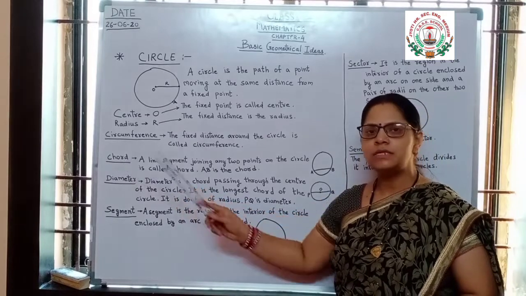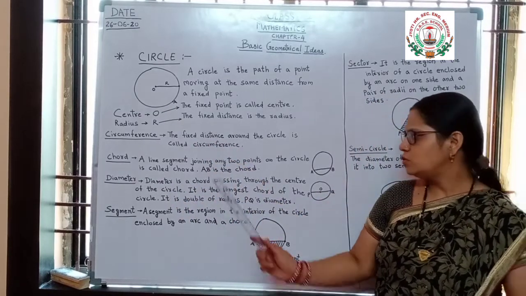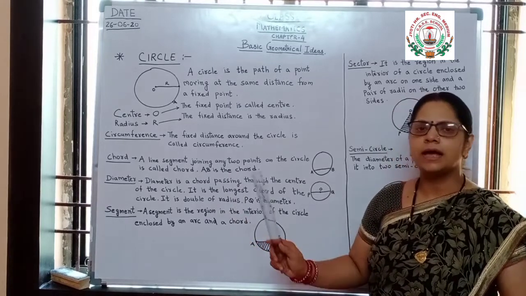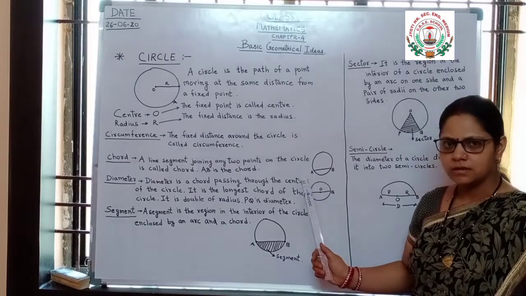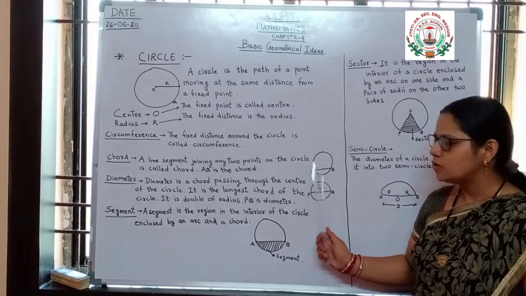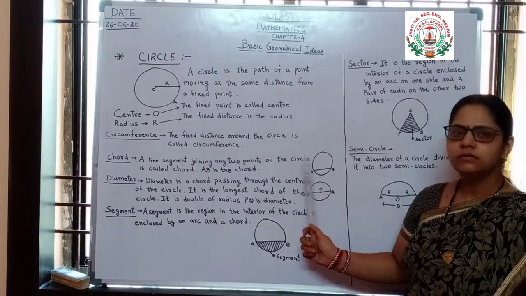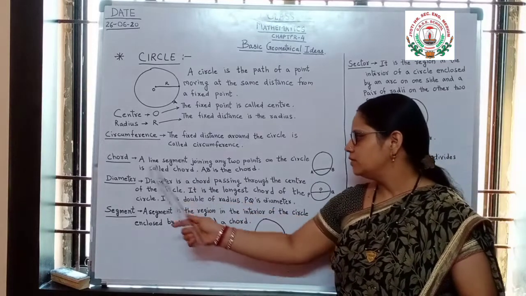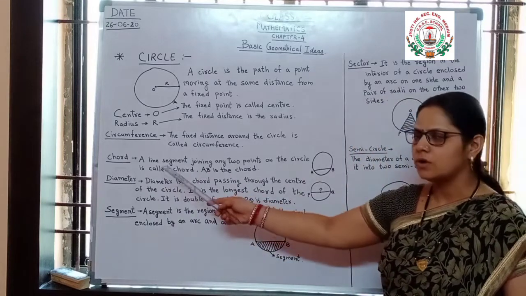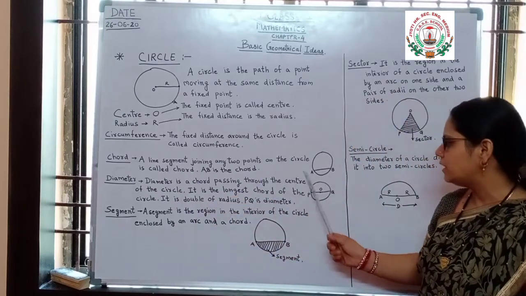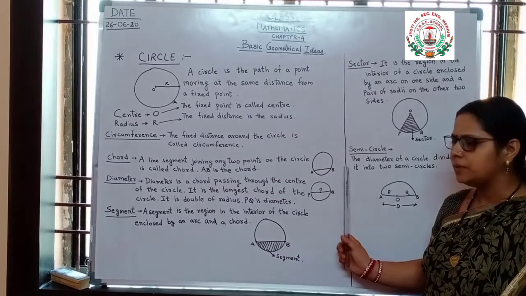Chord. Chord means two points on the circle and drawing a line joining those two points. That line is called the chord. A line segment joining any two points on the circle is called a chord. Like in this figure, A and B are the two points and the line segment joining A and B is called the chord.